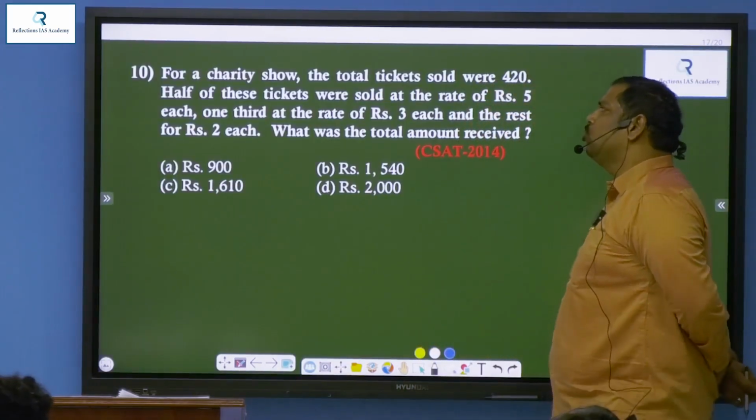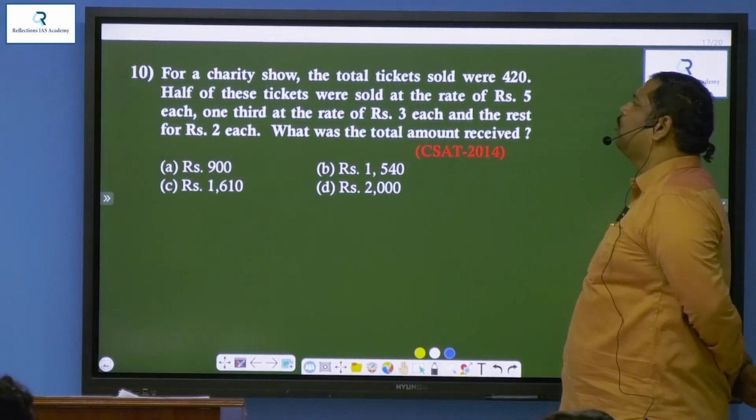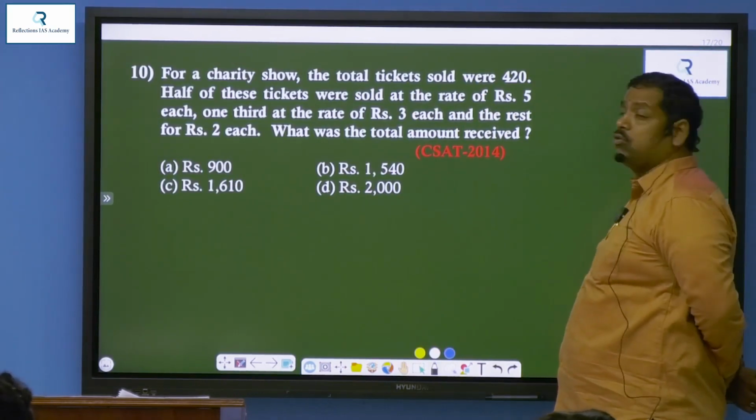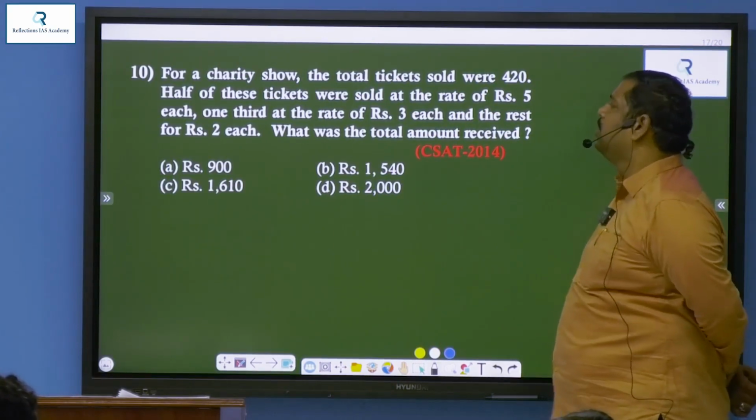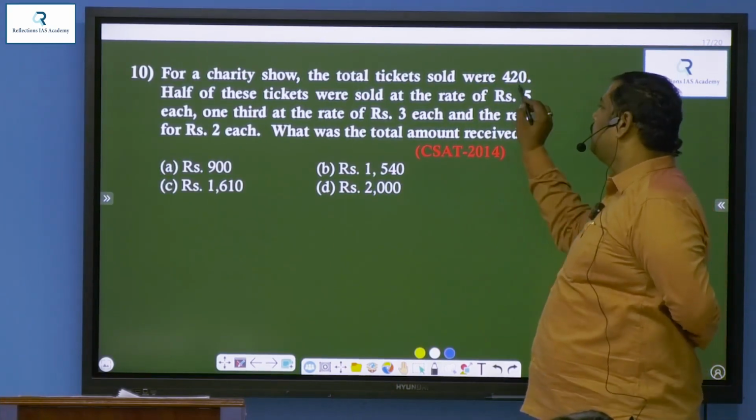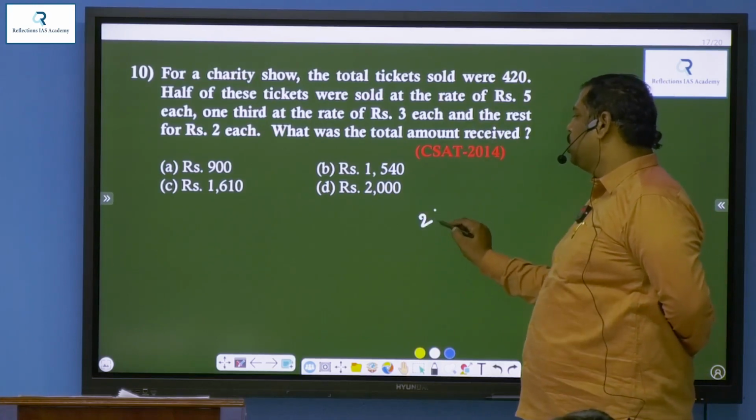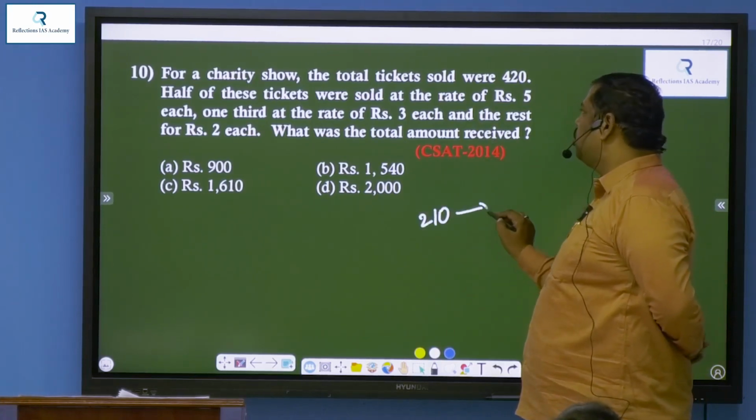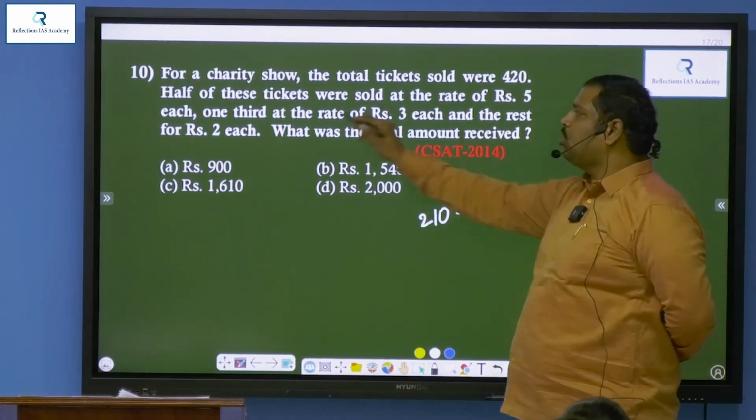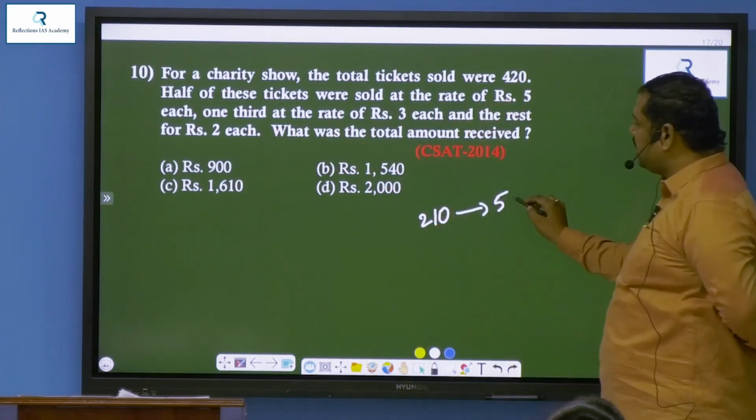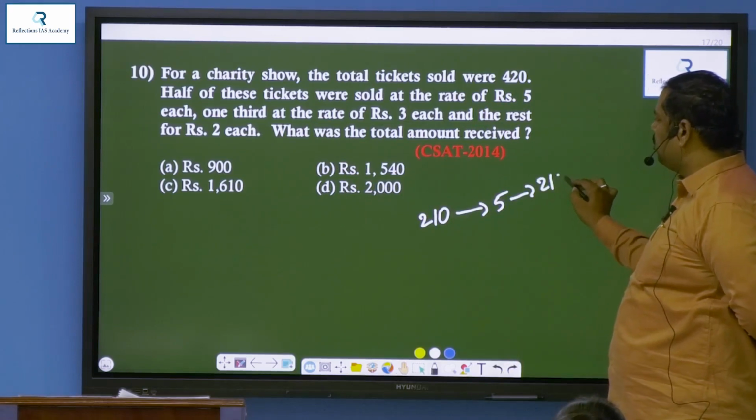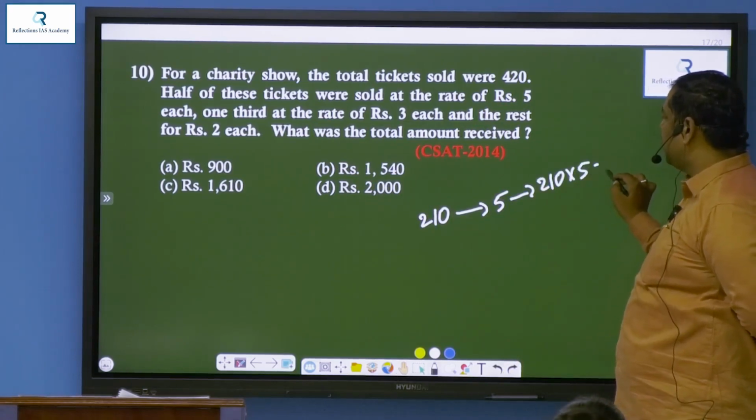For a charity show, the total tickets sold were 420. Number of tickets are 420. Half of these tickets were sold at the rate of 5 rupees each. Out of 420, half means how much? 210. These 210 tickets were sold each one at 5 rupees, not all the tickets together. What is the money that will be generated here? 210 into 5. Can I say 1050?